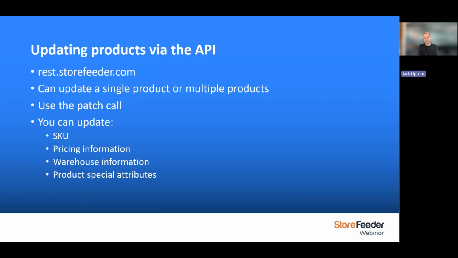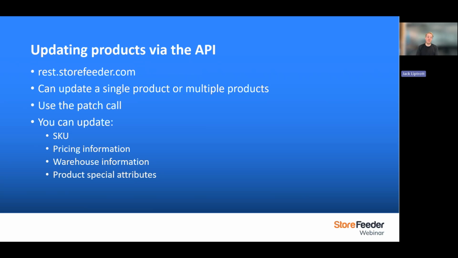You can update SKU, pricing information like price and RRP, warehouse information like weight, dimensions, packaging size, quantity, and product special attributes, so that's product harmonized code, quantity of manufacture, and then the product special attributes themselves. I've seen people using this in the past if they've got access to maybe a supplier's database. They can just pull that information straight out of that and populate the products with that information in StoreFeeder automatically as it changes, or as you need to pull it all in and do it in one go.